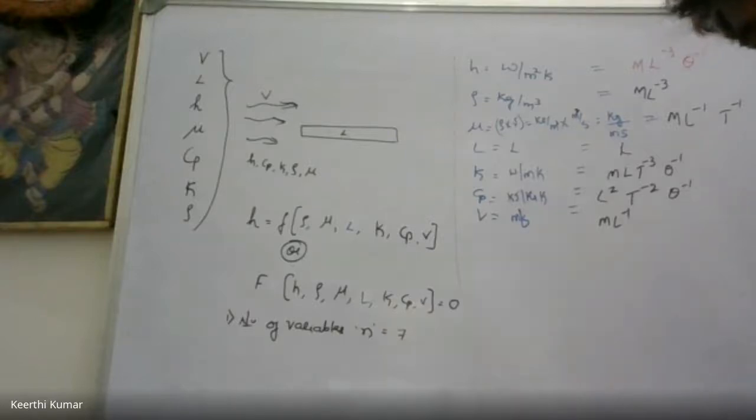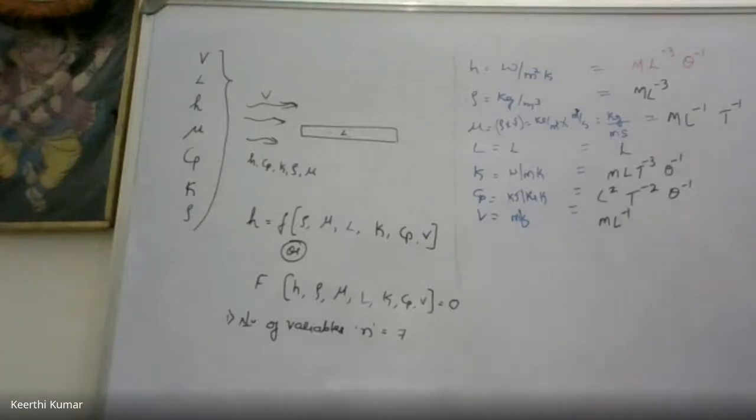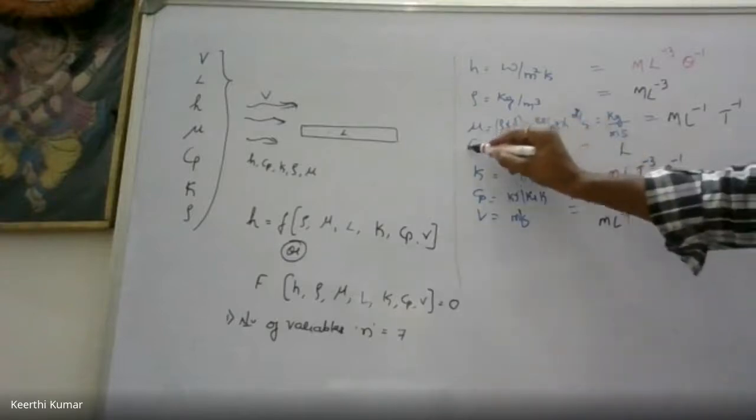So I'll explain only one pi term. The remaining pi terms you try to do. Okay, first you list down here. So how to find out the repeating variable? The first repeating variable should be having only the term of L. Where is the L? Here we are having L. So let us take this as the first repeating variable.